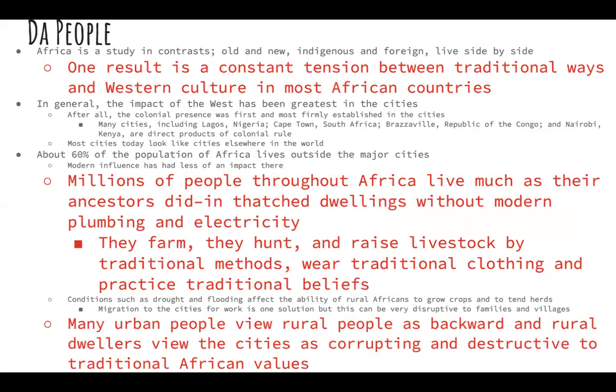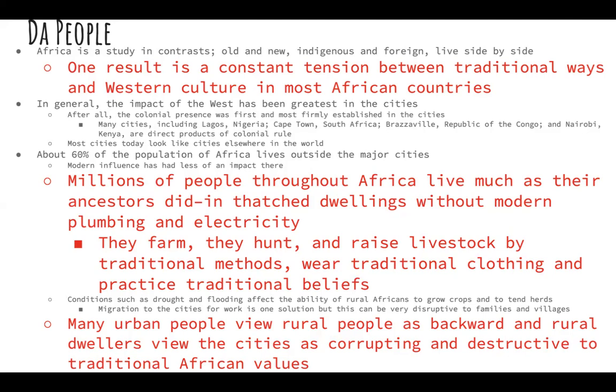All right, people. So Africa is a study in contrast. Old and new, indigenous and foreign live side by side. One result is the constant tension between traditional ways and Western culture in most African countries. In general, the impact of the West has been the greatest in the cities. After all, the colonial presence was first and most firmly established in cities. Many cities, including Lagos, Nigeria, Cape Town, South Africa, Brazzaville, Republic of the Congo, and Nairobi, Kenya, are direct products of colonial rule. Most cities today look like the cities elsewhere in the world.